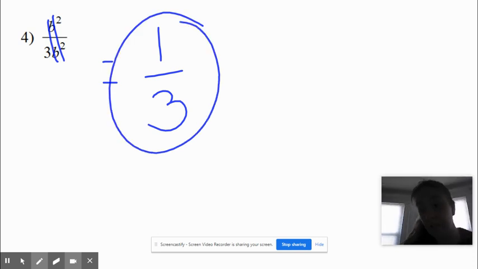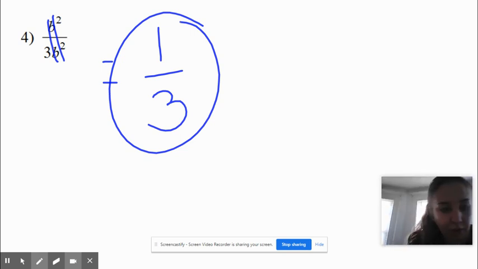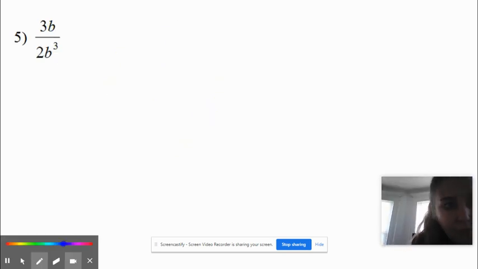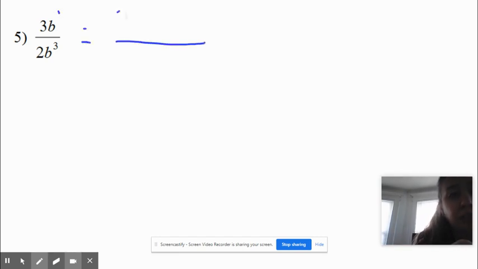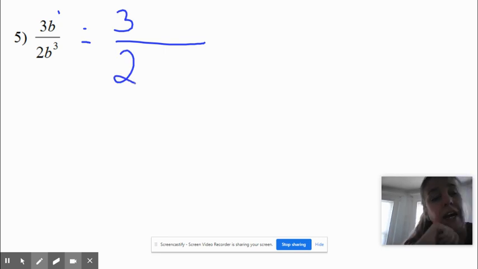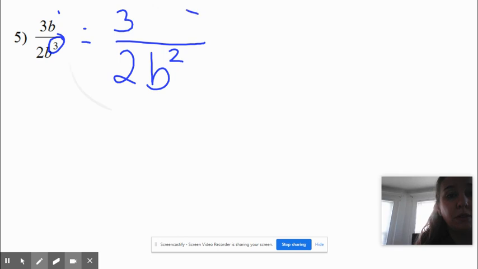All right, so I'm going to just keep rolling on through and do all of them. So pause. So question 5, we're going to put the 1. 3 over 2 does not simplify, so it just stays 3 over 2. And then we subtract our exponents. We have a 3 and a 1, so we subtract them. 3 minus 1 is 2, so we have b to the second power somewhere. And we're going to leave it in the bottom because that's where the original bigger exponent was.